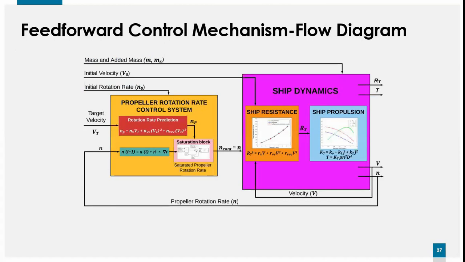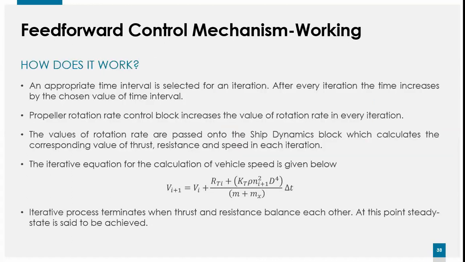Now that we have discussed the main functions of the blocks and the inputs and outputs of the speed control system, I shall now discuss how the system actually works. A suitable time interval is selected for the iterative process. After every iteration, the elapsed time increases by the selected value of time interval. In every iteration, the rotation rate block increases the value of rotation rate. Using the value of rotation rate, the ship dynamics block calculates the corresponding value of thrust as well as resistance and speed in each iteration.